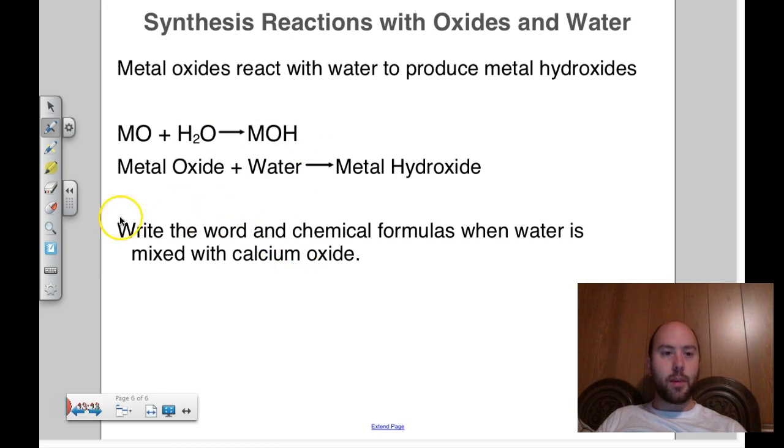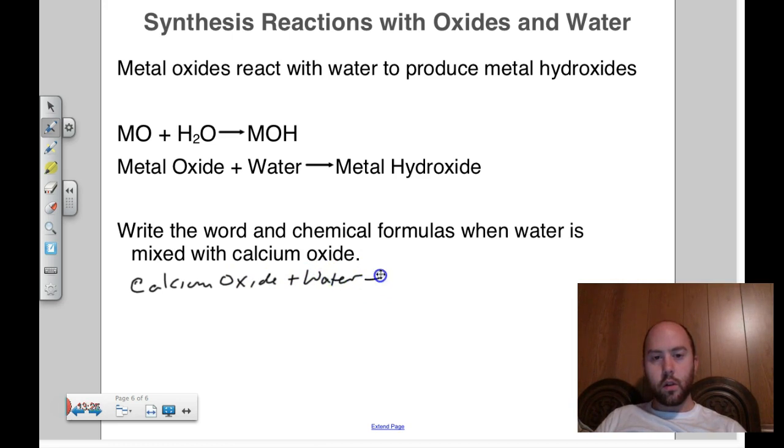So I'll start with the calcium oxide. So I say calcium oxide plus water makes calcium hydroxide.